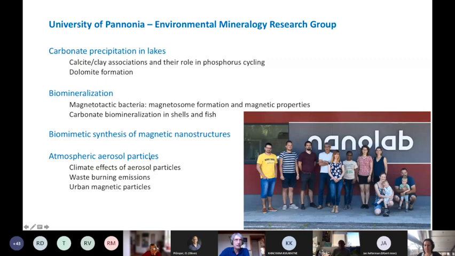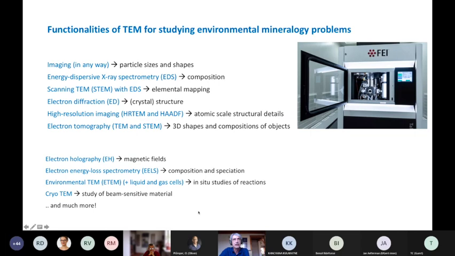The first part of the talk will be about carbonate precipitation in lakes and phosphorus issues. And in the second part, I'm going to talk a little bit about magnetotactic bacteria. And then if we still have time, then about the dust, the atmospheric aerosol particles. Before I go on to these topics, I'd like to summarize why I think transmission electron microscopy is such a great technique. It's because simultaneously you can have all this information with the same instrument about the same sample.